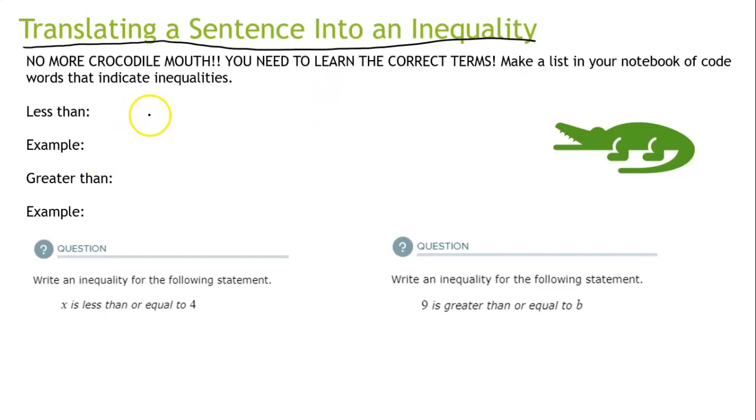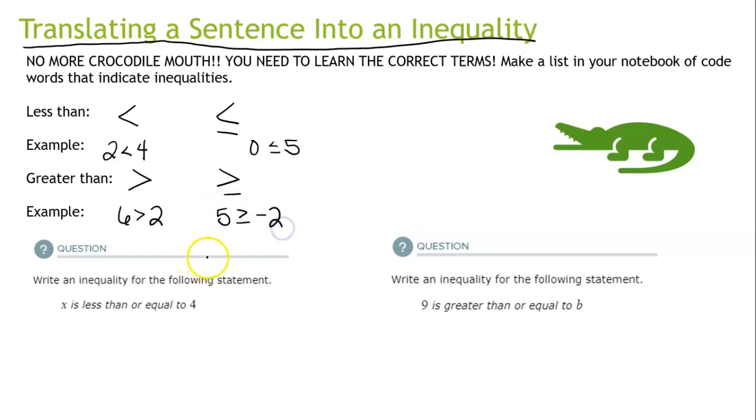So let's make sure we know what the less than sign looks like. It is the one that points to the left. You can remember that because left sounds like less than. It could also be less than or equal to. So you would say something like 2 is less than 4. 0 is less than or equal to 5. Greater than faces the other way. The arrow points to the right. It can either be greater than or equal to. So for example, 6 is greater than 2. 5 is greater than or equal to -2.